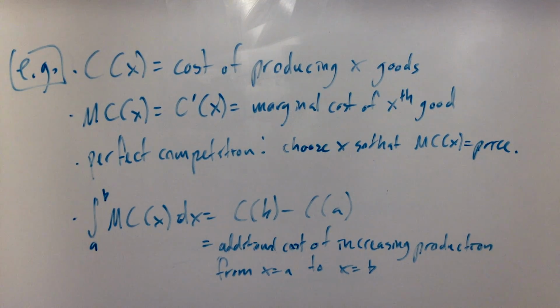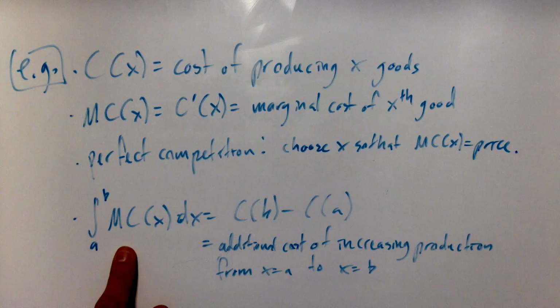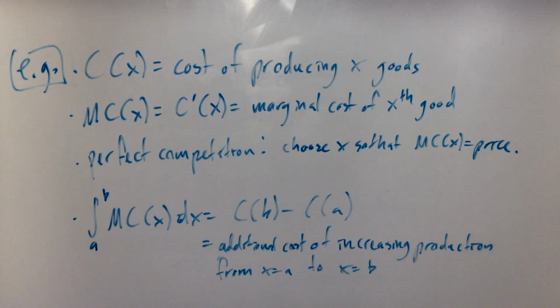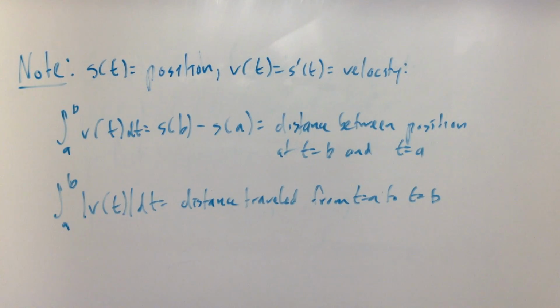Anyways, the net change theorem here says that the integral from A to B of the marginal cost of X dx is C of B minus C of A. It's the additional cost of increasing production from X equal to A to X equal to B. So if I think of the integral as a sum, and I add up the marginal costs of the Ath good through the Bth good, that should give me the additional cost of increasing production from A to B.